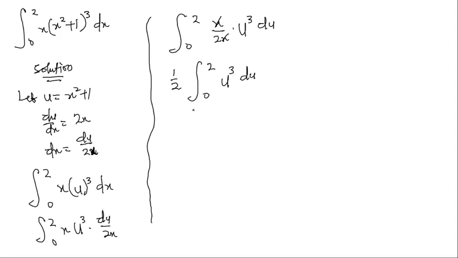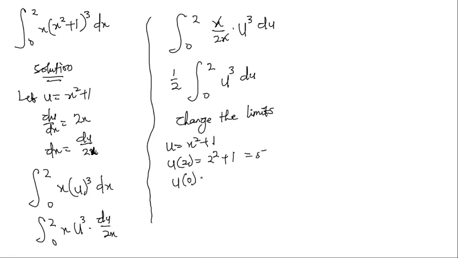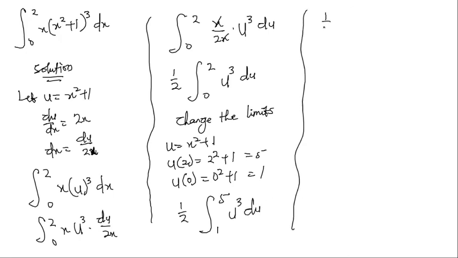Now what I need to do from here is to change my limits. By changing the limits, I know my u is equal to x squared plus 1. So if my x is equal to 2, I have 2 squared plus 1, and this is equal to 5. If my x is 0, I have 0 squared plus 1, and this is equal to 1. So I am to integrate half the integral from 1 to 5 of u cubed du.